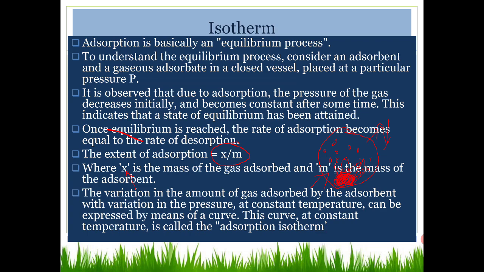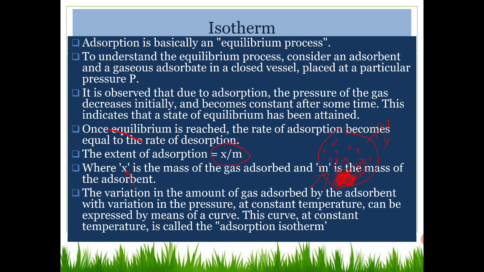The variation in the amount of gas adsorbed by the adsorbent with variation in the pressure at constant temperature can be expressed by means of a curve. This variation of the pressure with respect to the adsorption can be represented by a graph. When you draw a graph, only then can you call it an isotherm. This curve at constant temperature is called the adsorption isotherm. So hope you got the story.